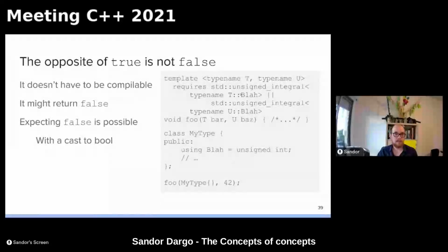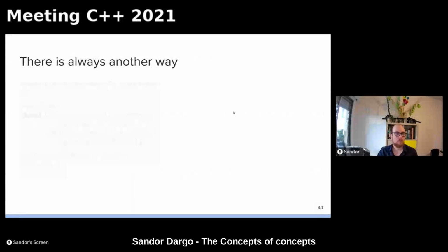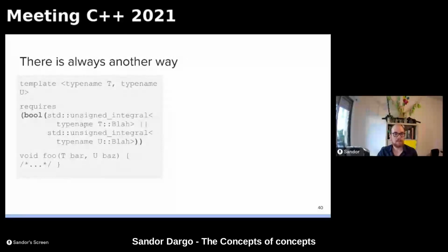So we can expect, let's say, usual Boolean false here. It's possible if we cast explicitly to bool, or with another way that I'm going to show. So one way to require that both T and U should have a blah and one of them should be an integral is to cast this expression explicitly to bool.